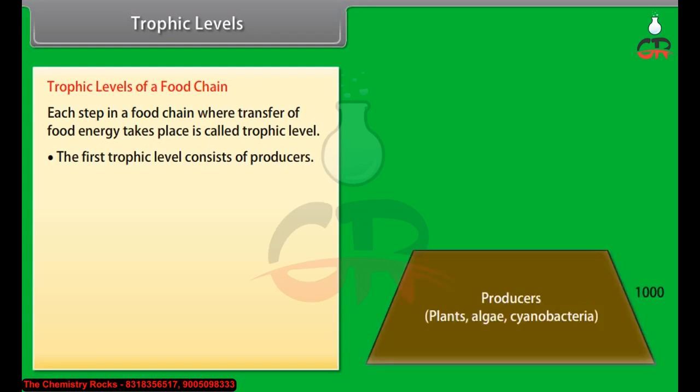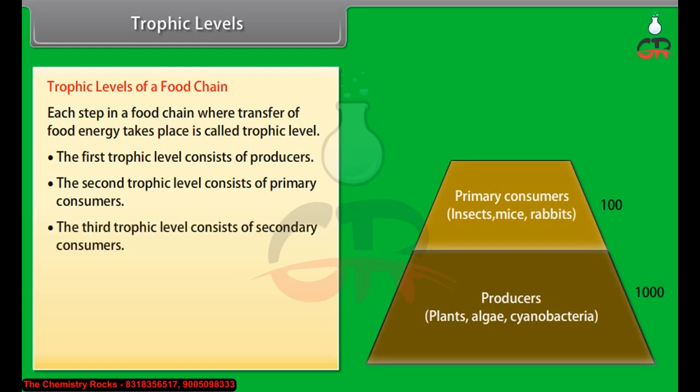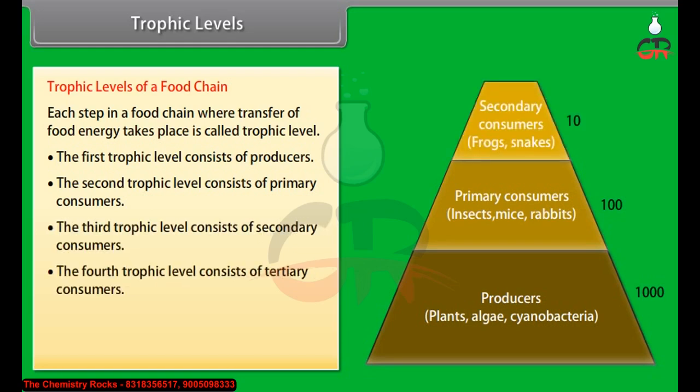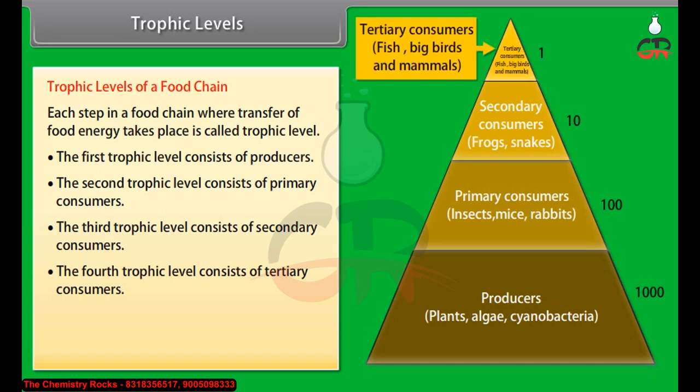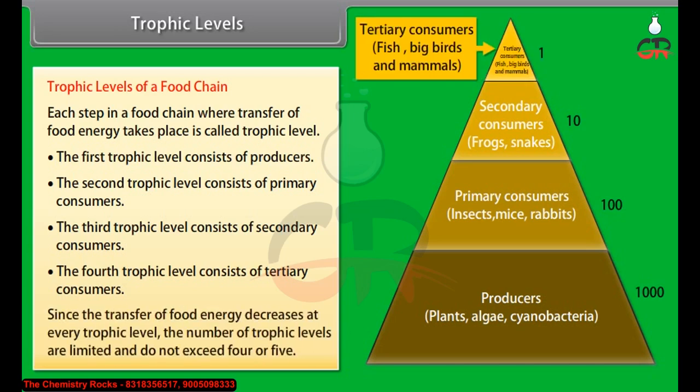Trophic levels. Each step in a food chain where transfer of food energy takes place is called trophic level. The first trophic level consists of producers. The second trophic level consists of primary consumers. The third trophic level consists of secondary consumers. The fourth trophic level consists of tertiary consumers. Since the transfer of food energy decreases at every trophic level, the number of trophic levels are limited and do not exceed 4 or 5.